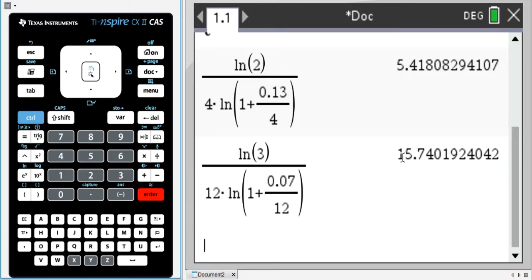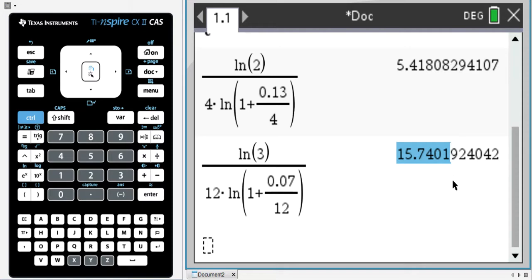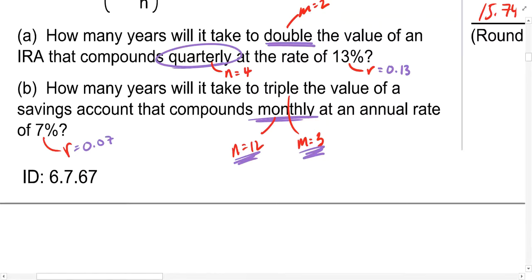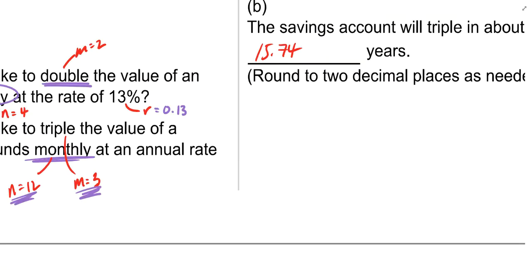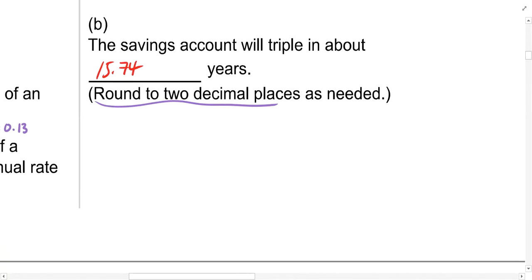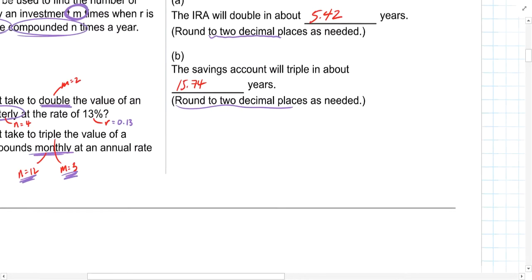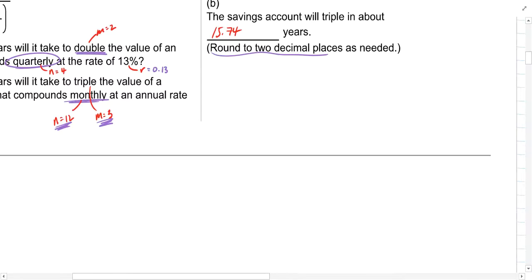When I press Control Enter, I see that 15.7402 years would represent the amount of time necessary for this investment to triple, given those new parameters. We are only interested in 2 decimal places, according to the instructions, that is. And since we're only interested in 2 decimal places, then 15.74 would be a fine answer.